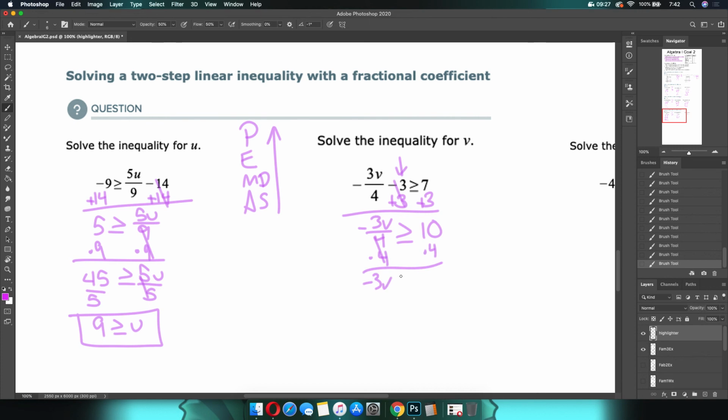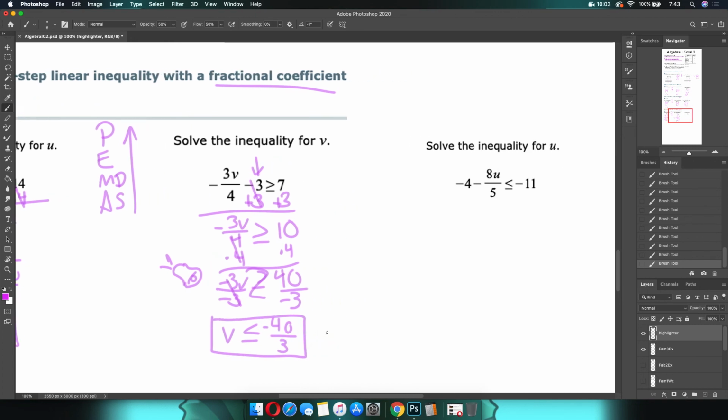Negative 3v greater than or equal to 40. Divide by negative 3, and again, a little bell goes off in your head because you divided by a negative. We're going to flip our inequality. So v becomes less than or equal to, now 40 over 3, that I know for a fact, I don't even need a calculator, that's not going to divide evenly. So what that means is part of this being a fractional coefficient is once in a while you're going to get a fraction as an answer. And if you know that coming in, then you can make yourself okay with it.